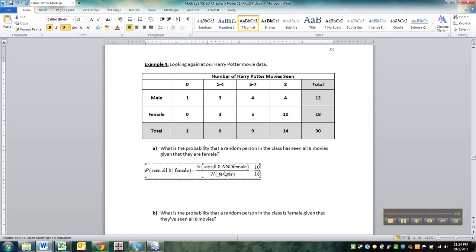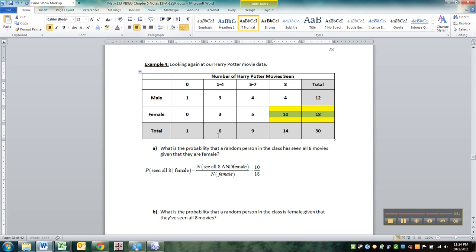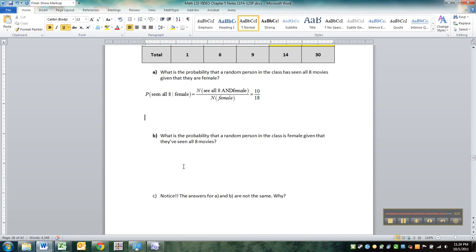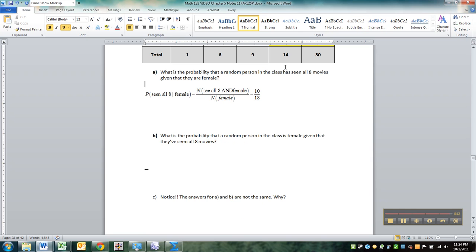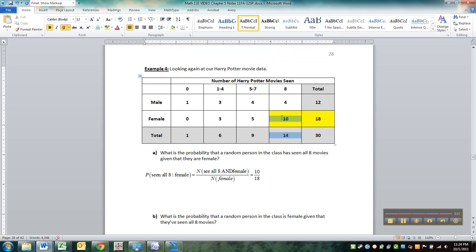So what's the next one? By the way, that's looking at these 2 right here. The next one is saying the opposite. What's the probability that they're female given that they've seen all 8? Well, that's going to be 10 out of 14. It's working off the column here. And that's where we're going to have to pause, and we'll pick up right here next time.